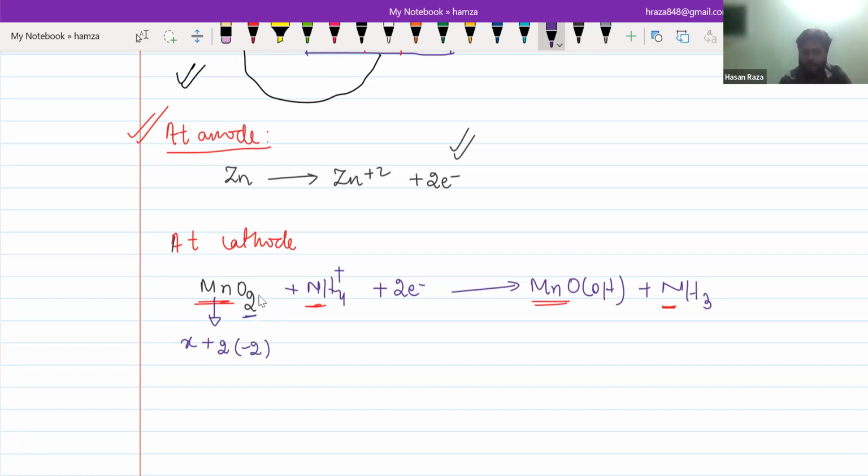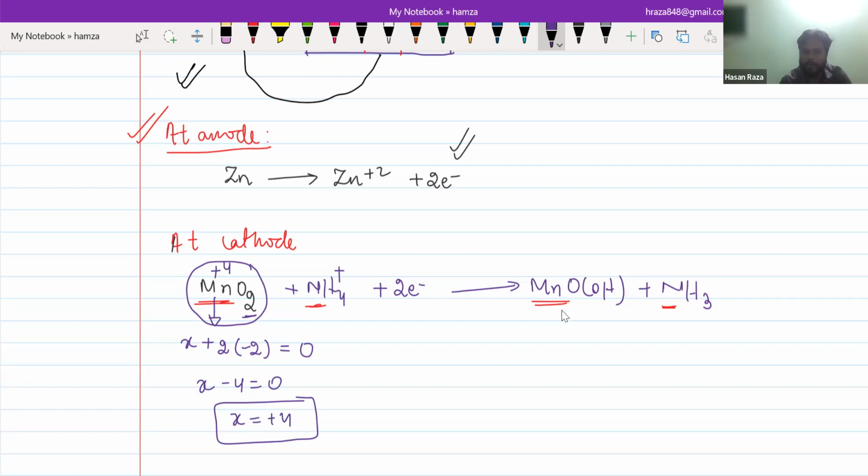And what is the oxidation state of oxygen? Generally it is -2. Is there any charge on this compound? No, so it will be equal to 0. Now this will be 2 into -2, that is -4, so X minus 4 equals 0. So X will be equal to +4. That means the oxidation state of manganese will be +4 here.